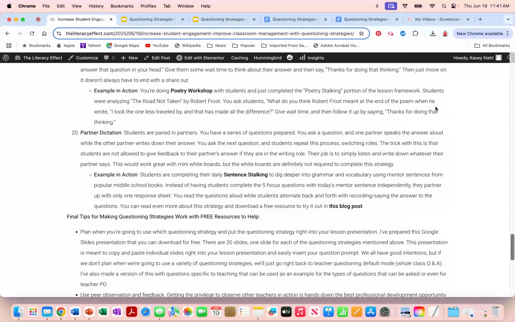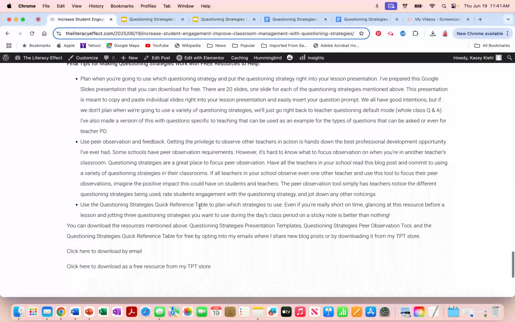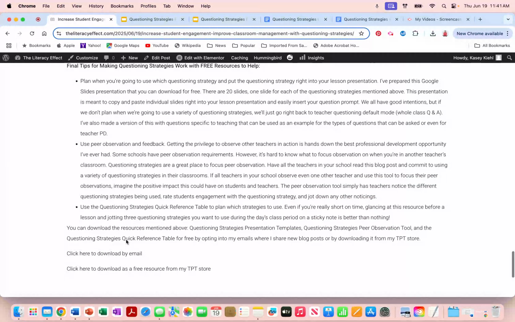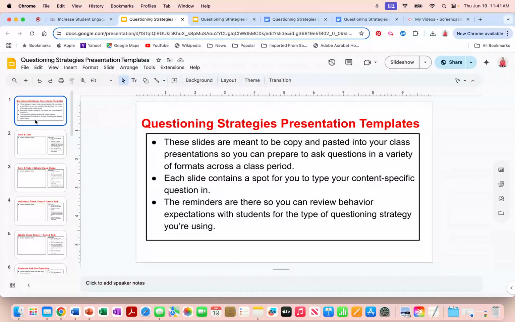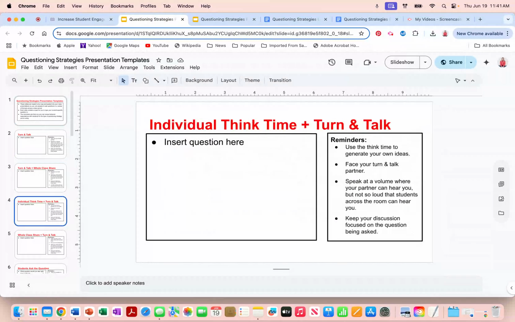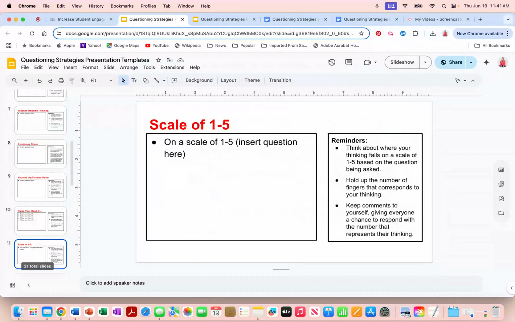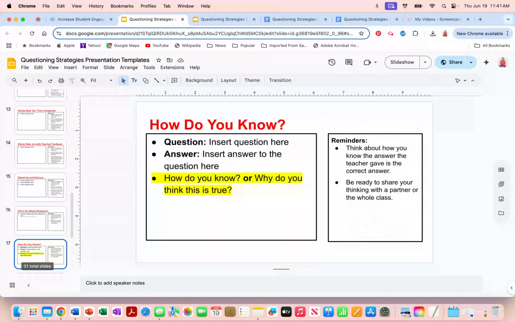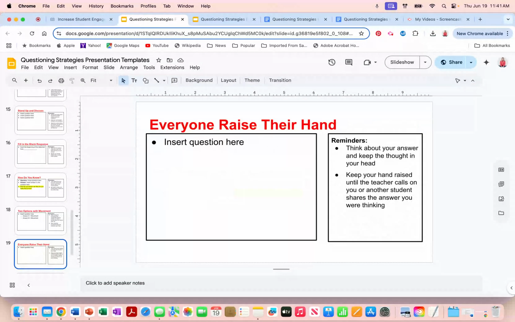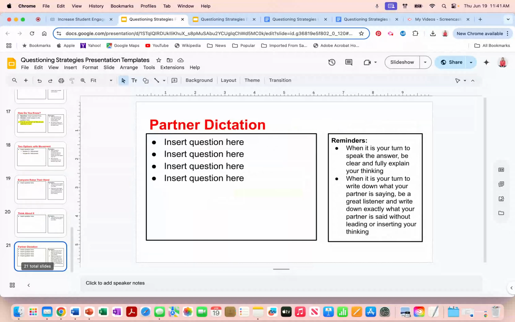I also just want to show you that if you go down to the bottom of this blog post and you click on one of these down here, you can download the resources that you can take right into action. So this is a template where each slide is a template that you can copy and paste into your own lessons, and you can insert your questions right in. So that it's just a great way to be able to plan to use these different questioning strategies in your own lessons.